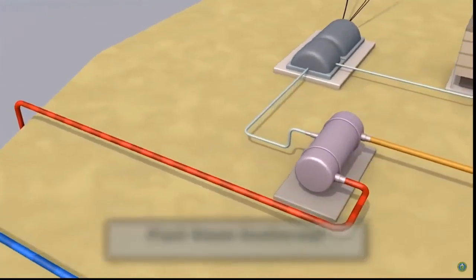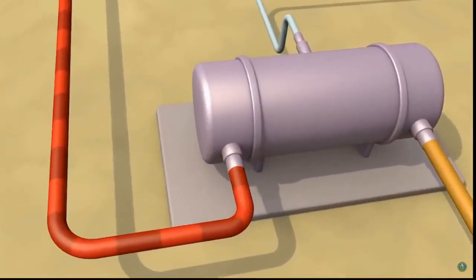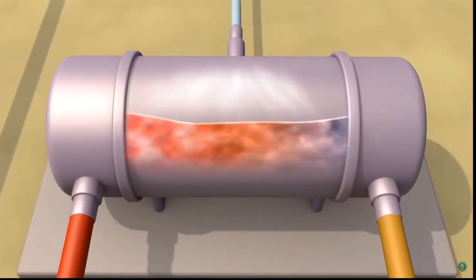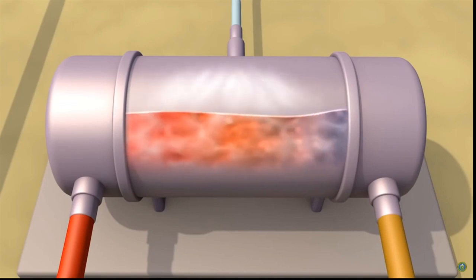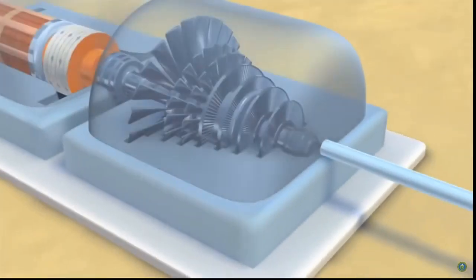A pump pushes hot fluid into a tank at the surface, where it cools. As it cools, the fluid flashes, or quickly turns into vapor. The vapor then drives a turbine and powers a generator.